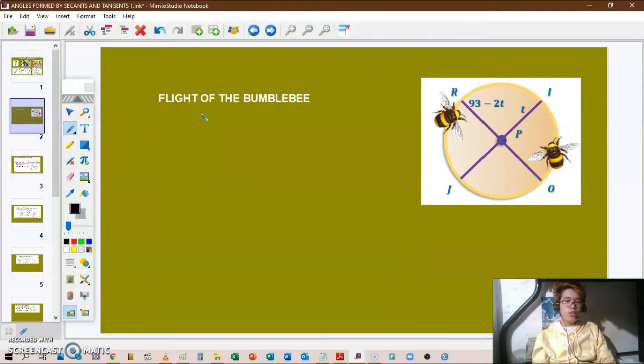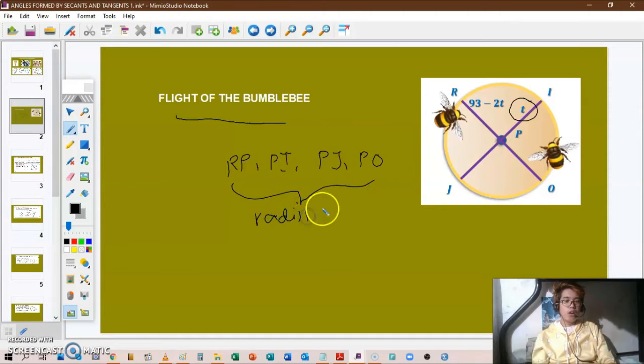So let's try to solve this fun problem. It's a very easy problem. Flight of the bumblebee. So we need to find the value of t. Given that RP, PI, PJ, and PO are all radii of circle P.